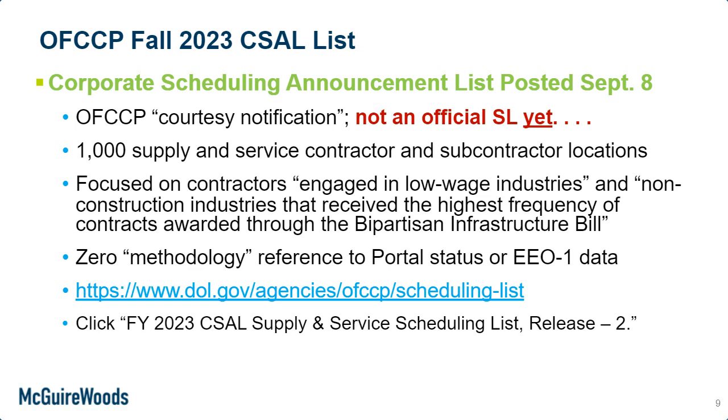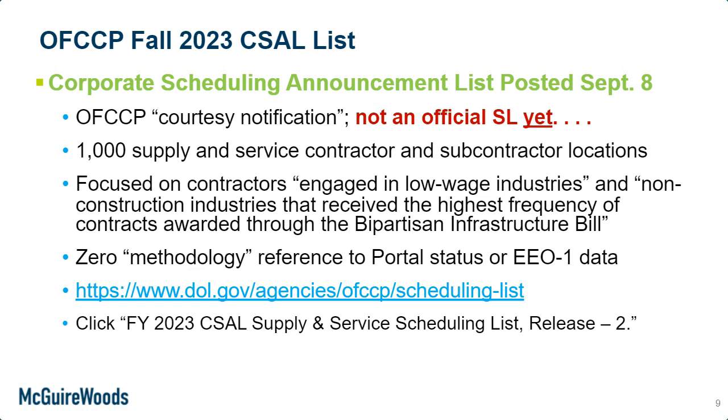And as far as the methodology, it's not, frankly, inclusive of individuals, it appears, that did not certify. When they discussed that methodology, OFCCP didn't say anything about that in their published list. Likewise, there's zero in the methodology description that talked about looking at EEO1 data, which has always been a common backbone for how you sort of target individuals for the CSAL list. Instead, if you actually look at their description, they said they're focusing on contractors who are, quote, engaged in low-wage industries. And they also looked at non-construction industries that received, quote, the highest frequency of contracts awarded through the bipartisan infrastructure bill. So there's probably a lot more behind that.